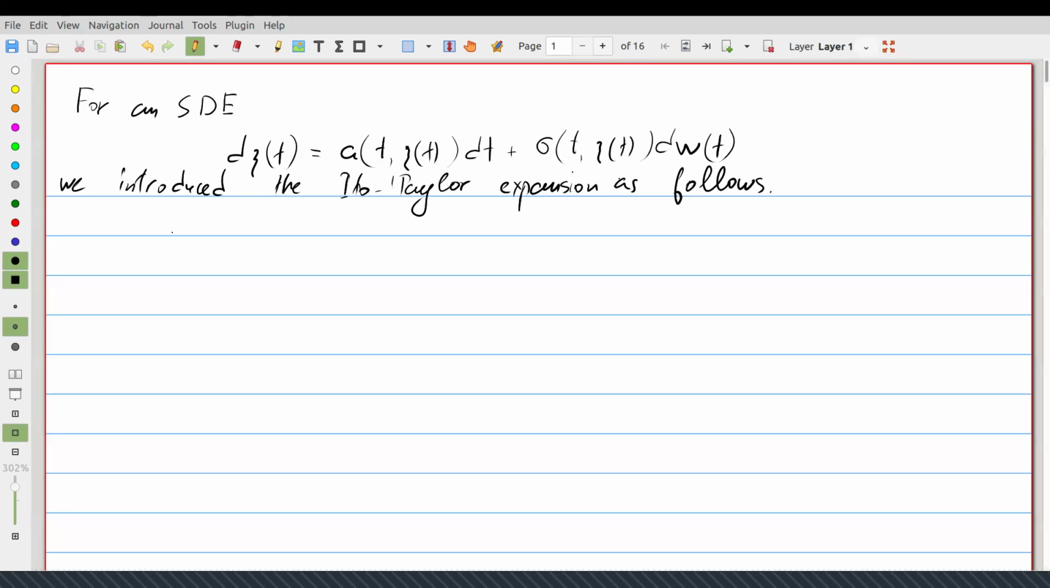So let us introduce two differential operators: L0, which is ∂t plus a ∂x plus 1/2 sigma squared ∂xx, and L1, which is just sigma ∂x. Then we can iteratively use the Ito formula.